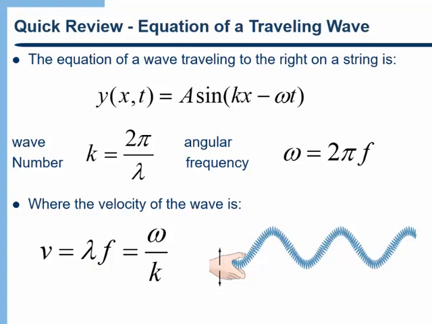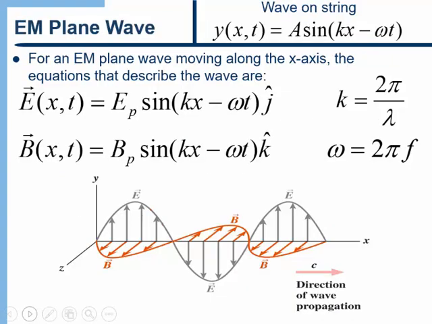So here's the great thing about physics. You figure out something in one area of physics and it applies in a different area. Maxwell was able to predict that there should be these things called electromagnetic waves, and not only that, but the equation that describes a simple electromagnetic plane wave should be exactly the same as a wave on a string. In other words, here's our wave on a string equation, and the only thing that's more complex for an electromagnetic wave is that instead of just one thing waving, we have two.